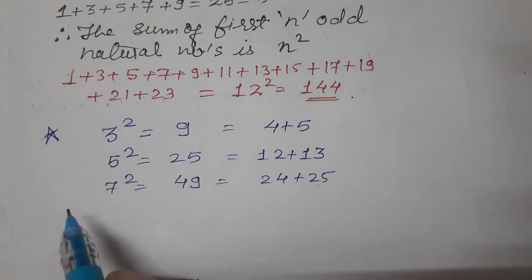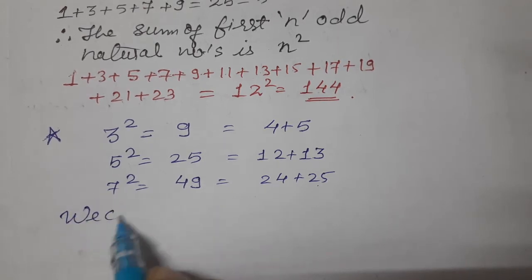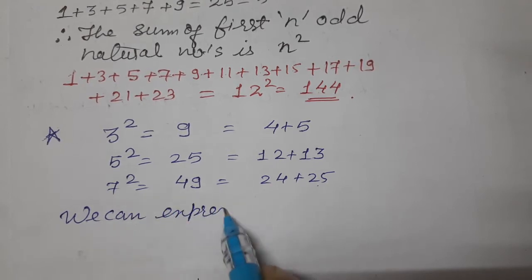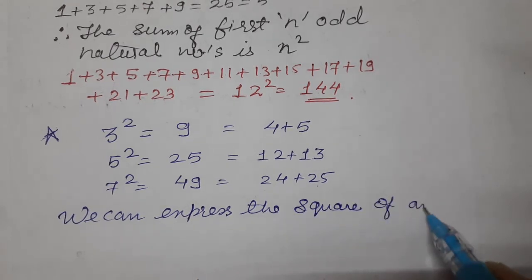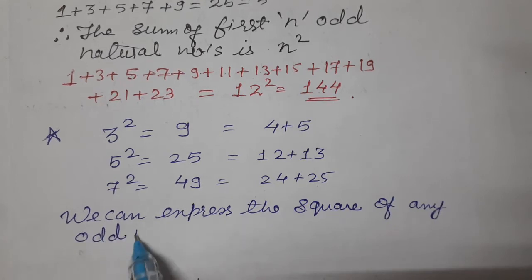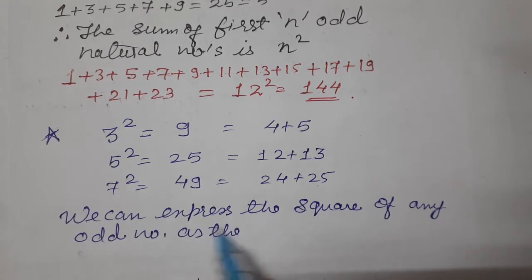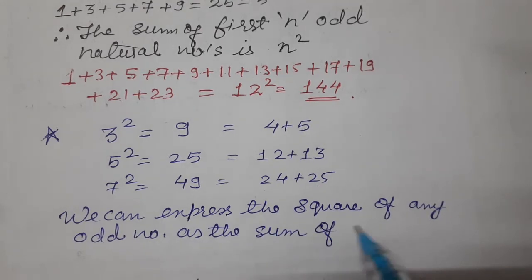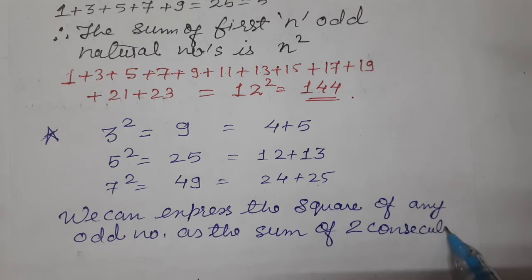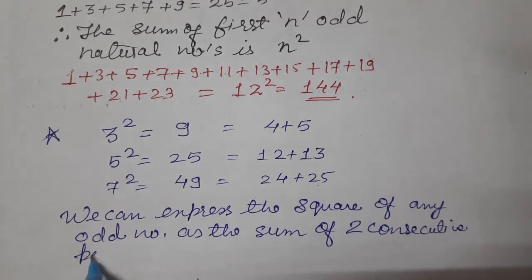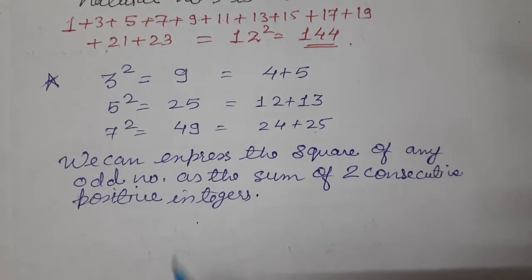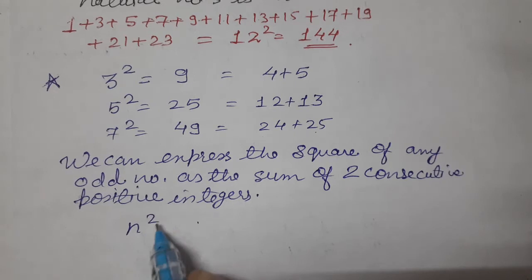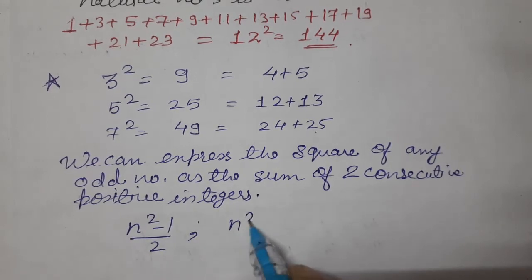Numbers can be expressed. So we'll write, we can express the square of any odd number as the sum of two consecutive positive integers, not negative, positive integers. And how we'll do this? See now, what is the formula behind it? So the formula is (n square minus 1) by 2 and (n square plus 1) by 2.